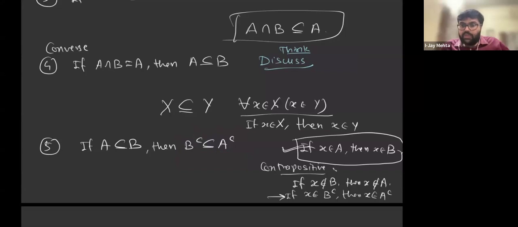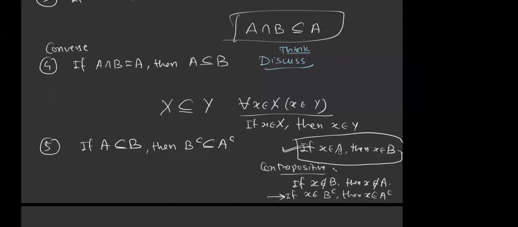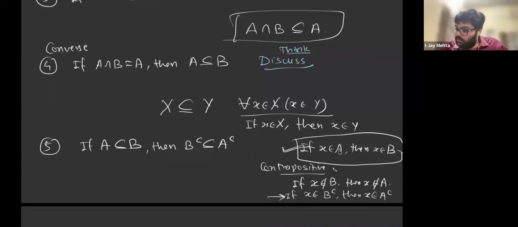But then what will I assume? I start with x belongs to B complement. I have to show that x is in A complement. So what do I assume now? By contradiction, if you want to prove it. Sumit? What do I assume? No, I start with x belongs to B complement, and I have to show that x belongs to A complement. But by contradiction, if I want to show it, what do I assume?